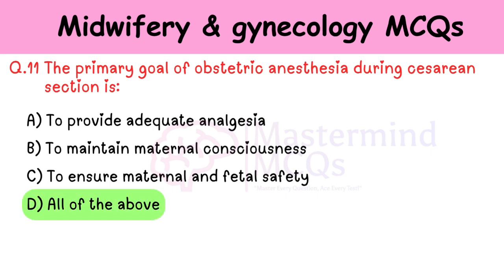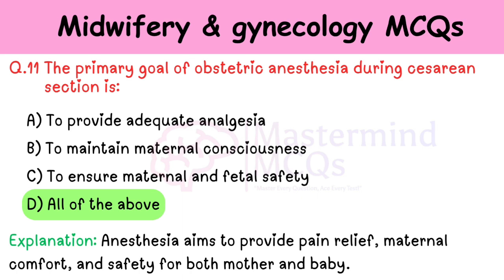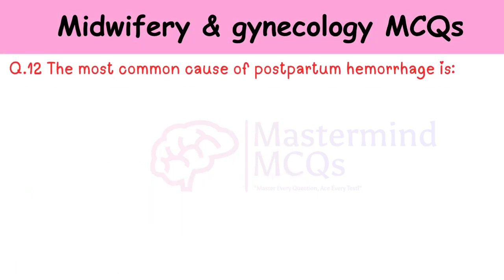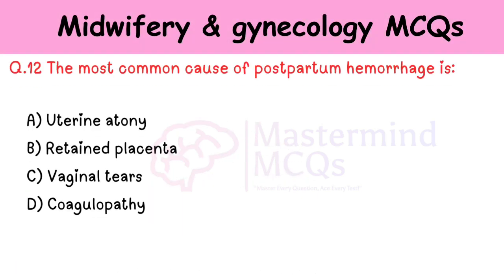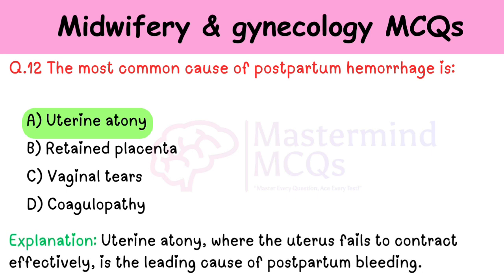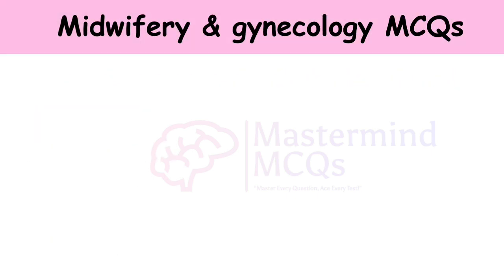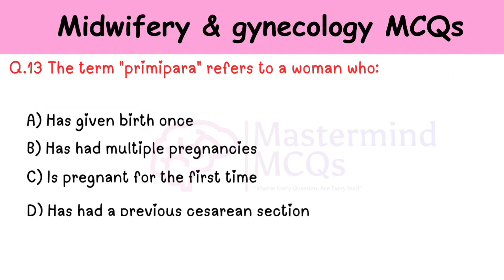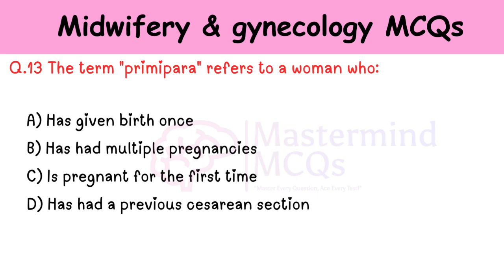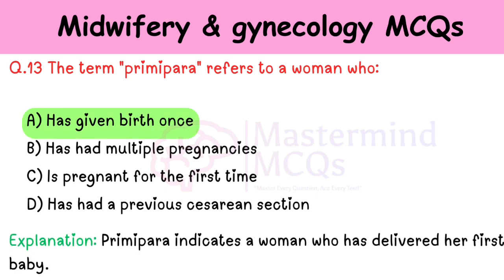D. All of the above. The most common cause of postpartum hemorrhage is A. Uterine atony. The term primipara refers to a woman who A. Has given birth once.